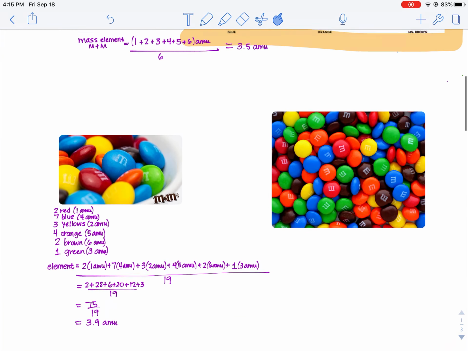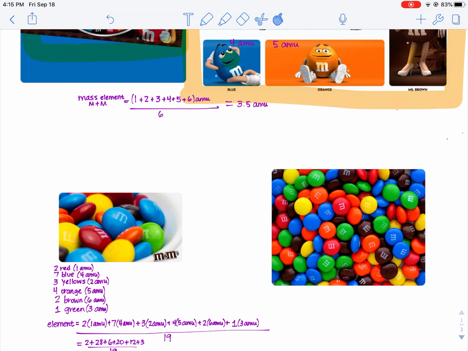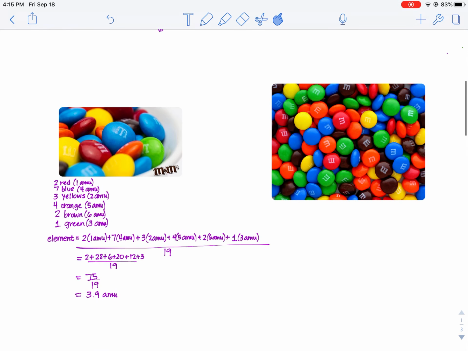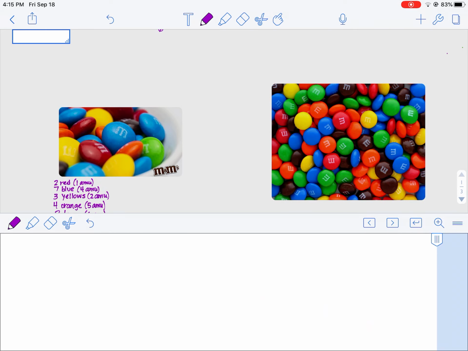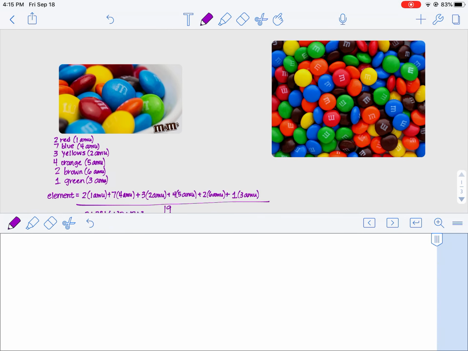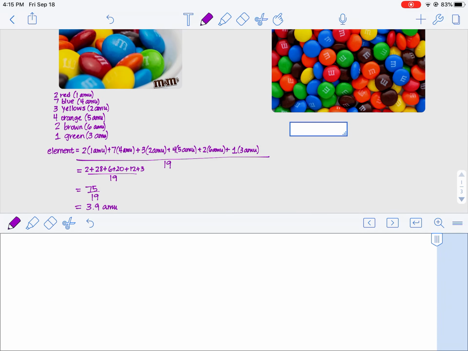That's not what we got up here before. This is a higher value. Interesting. Let's try one more example. Let's try a larger sample. So I've got another bowl here. I'm going to go through the same idea. I'm counting all the pieces, and then I'm going to figure out how much does the whole element weigh.